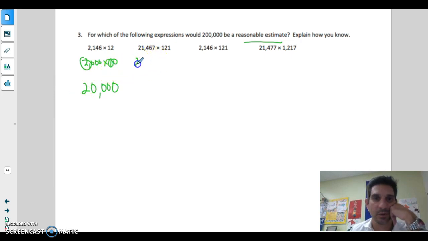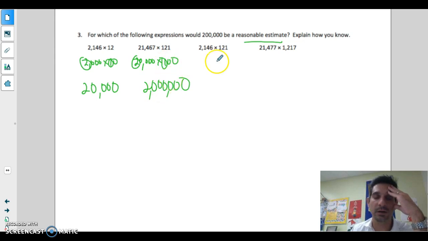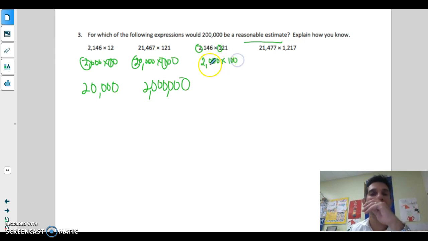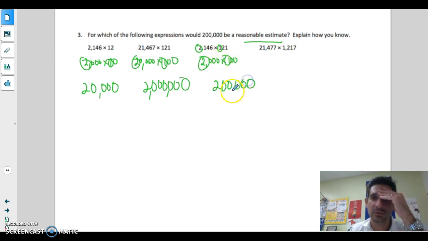This is 20,000 times 100. 2 times 1 is 2. 1, 2, 3, 4, 5, 6. That's not going to work. This is 2. This is 1. So it's 2,000 times 100. That's a 2. I got 5 zeros. Okay, we got a winner.